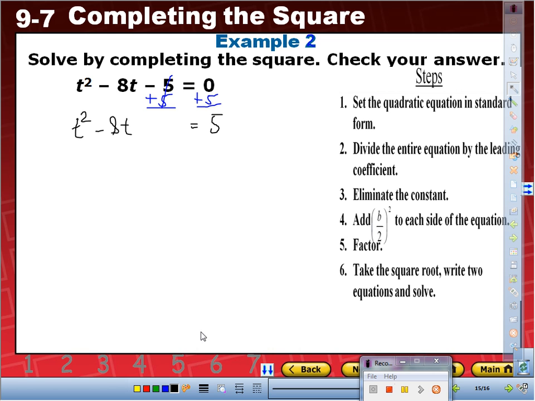Are we there? So check this out. So we got this, eliminate the constant. We're on step 4. That means we need to add b over 2 squared. So look at it. Negative 8. So we're going to add negative 8 over 2 squared.